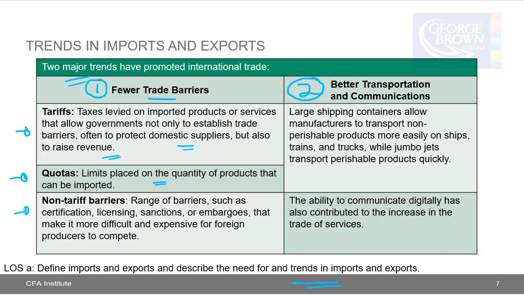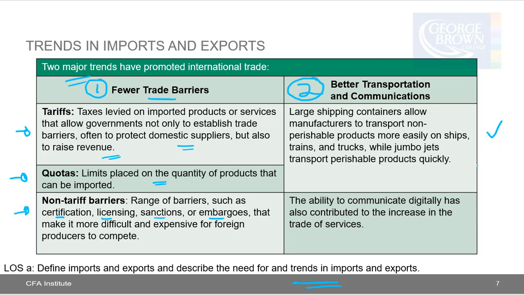And a third type of barrier are non-tariff barriers, a range of barriers such as certification, licensing, sanctions, or embargoes that make it more difficult and expensive for foreign producers to compete. Moving over here to the second major trend that has promoted international trade, better transportation and communications. Large shipping containers allow manufacturers to transport non-perishable products more easily on ships. Okay, we see these mega container ships.